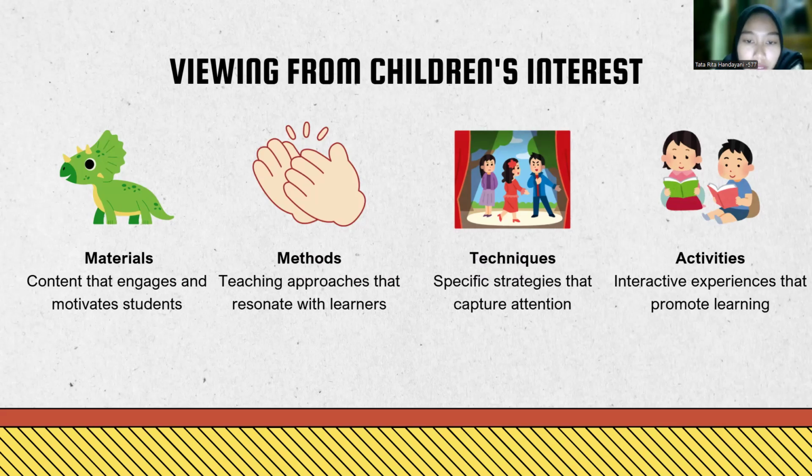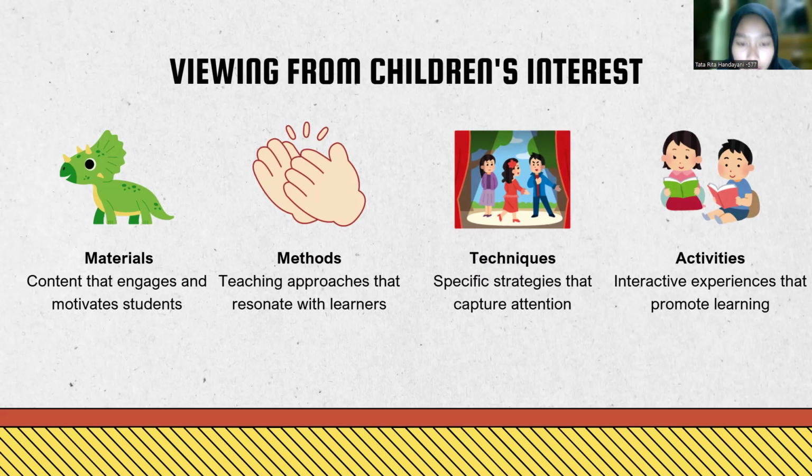If your student loves dinosaurs, incorporate dinosaur terms in reading passages. If they're fascinated by space, use planetary examples in math problems. And the second element, methods: a child interested in music might learn better through songs and rhythm, while kinesthetic learners need movement and hands-on activities. Our teaching approaches should reflect these preferences.